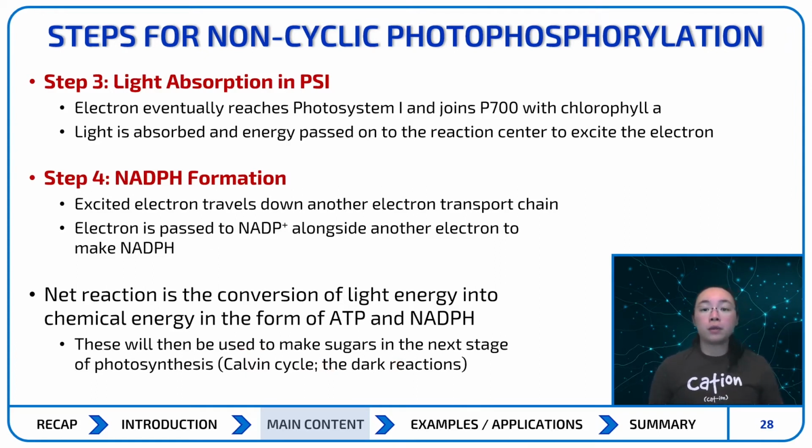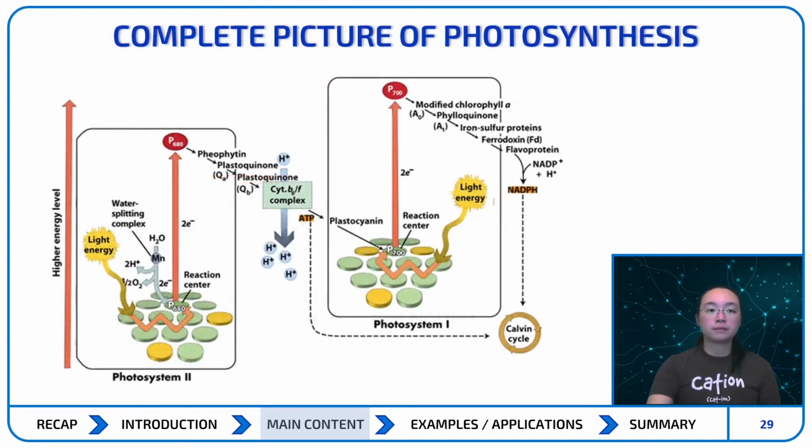So we've talked about non-cyclic phosphorylation, photophosphorylation. What about cyclic? It's basically the same thing, but the electrons follow a different circular path and only ATP is produced and no NADPH.